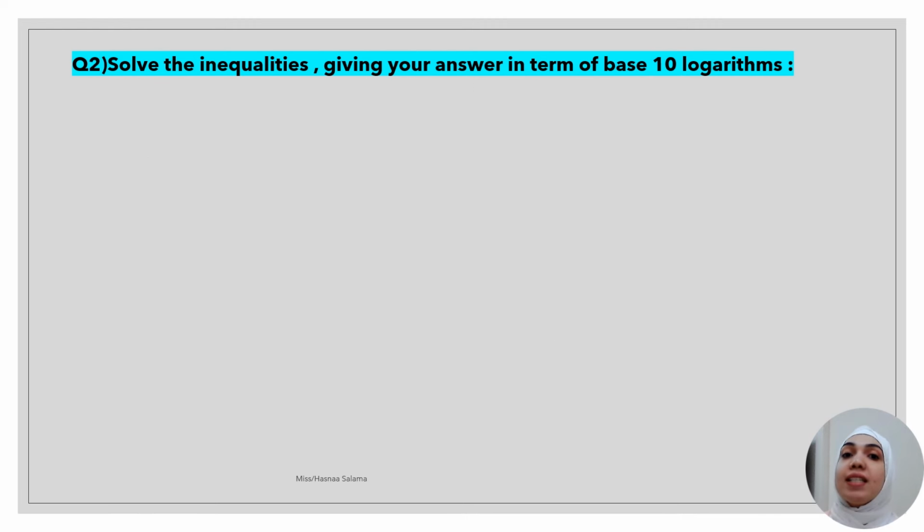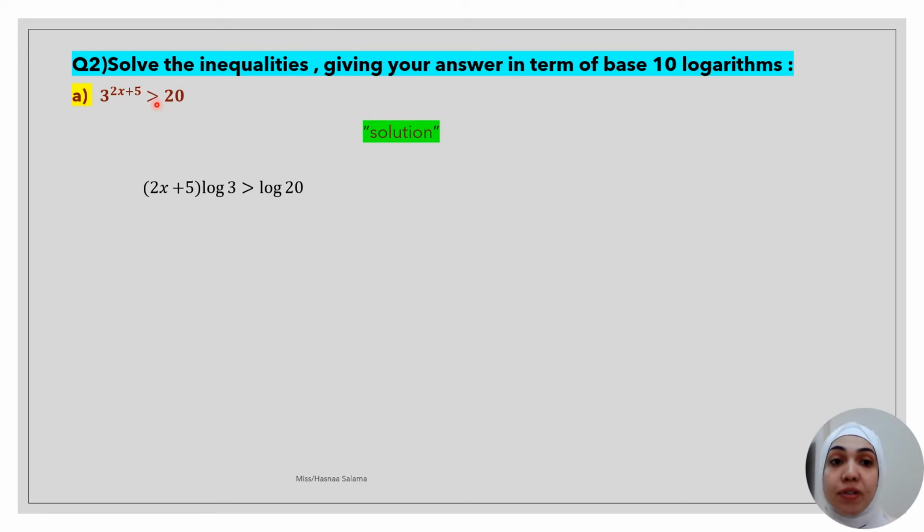Solve the inequalities, give your answer in terms of logarithm. He has a condition here. We need to write it with log, not ln. We will take log on both sides. We will bring the power down like this. After that, we need to divide by log 3. We don't need to expand the brackets because the log 3 doesn't have any x, so don't do it.